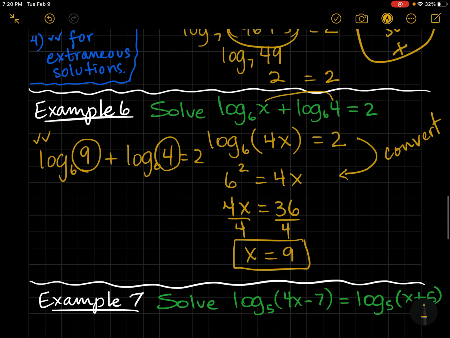But I could continue on, and as a matter of fact, I think I will. 4 times 9 is 36, and 6 to what power is 36? 2. And I can see that's equivalent.